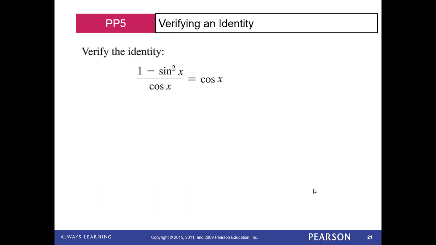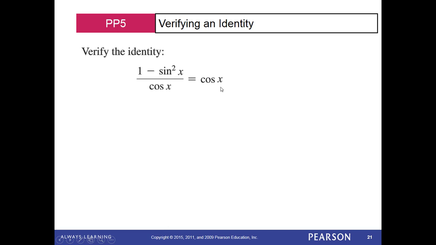So let's do this one here. Verifying that 1 minus sine squared x over cosine squared x is the same thing as just a cosine squared x, or a cosine x. Alright, so easy one. Here it is. Notice that the right side is just cosine x. You can't simplify that anymore. There's no way you can simplify cosine of x.